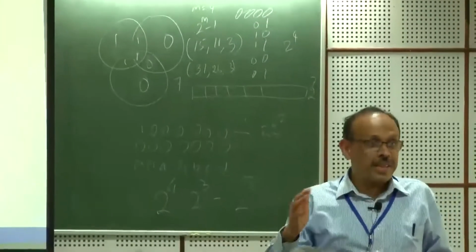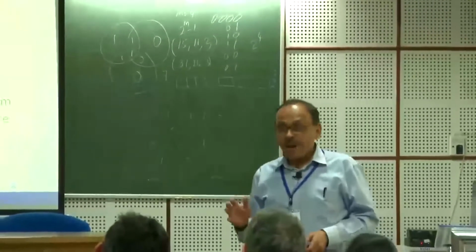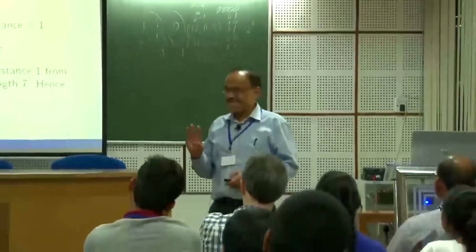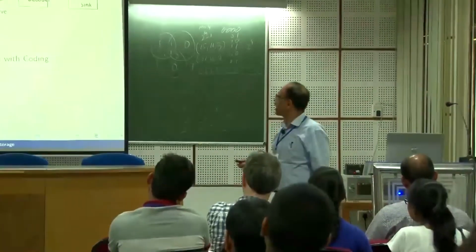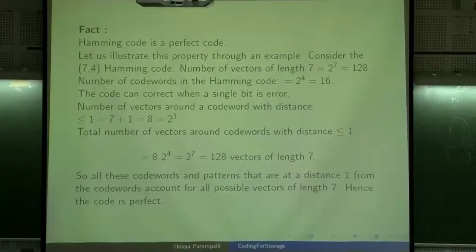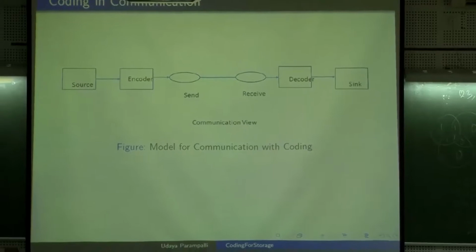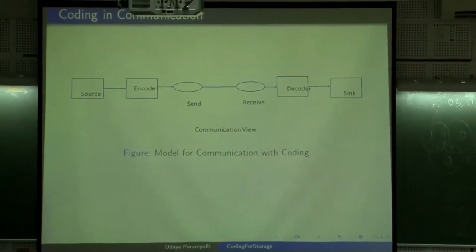In whatever way you can think of in mathematics, there are no other perfect codes; these 3 are it, and Hamming is one of them. This is the kind of thing that will come up. So Hamming code is a perfect code. We'll illustrate this. Now let's come to an approach for coding for communication.